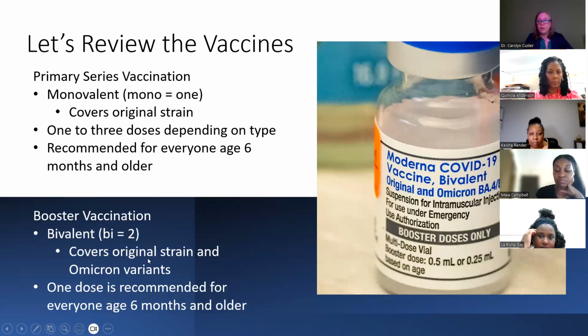If you need more information on whether someone is eligible for the vaccine, just send me an email and I'll let you know, or you can read the CDC guidelines. But basically, at this point, they're recommending 1 booster if you haven't been vaccinated, okay?